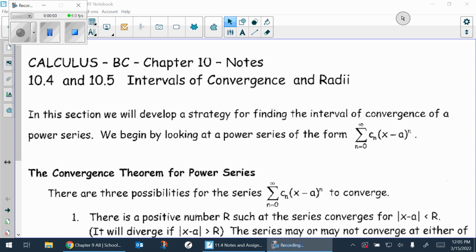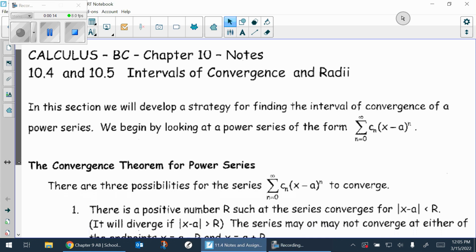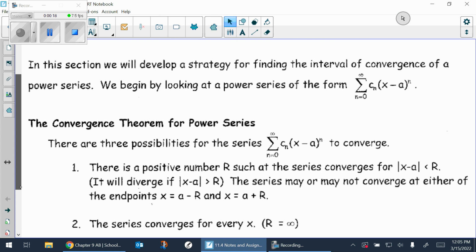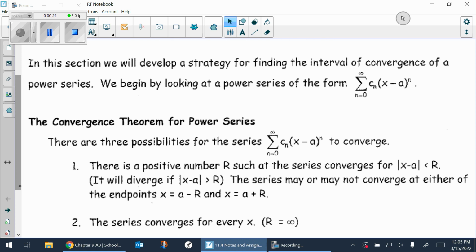Today we're going to start talking about whether a series converges or diverges. We're going to worry about the interval of convergence a little bit later, but right now we're going to have some tests to see if a series converges or diverges. So we begin by looking at a power series in this form.